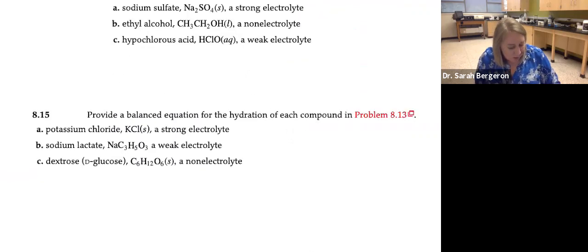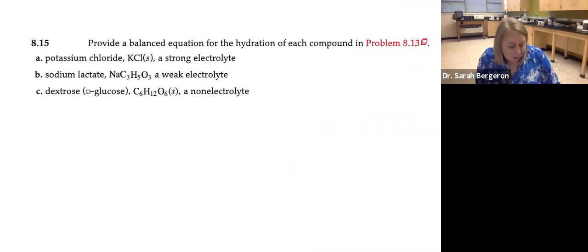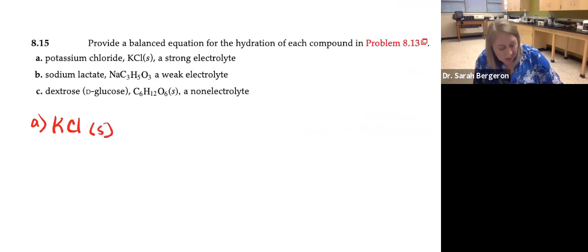All right. Provide a balanced chemical equation for the hydration of each compound in problem 8.13. And look at that, I gave it to you. Isn't that so nice? All right, so what do we have in A? We have potassium chloride. So we have KCl, and it's a solid. It's a strong electrolyte. So what we're going to do is put that solid arrow, and we're going to put water, because that's what we're dissolving in.